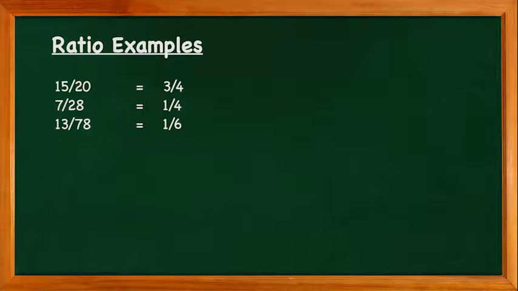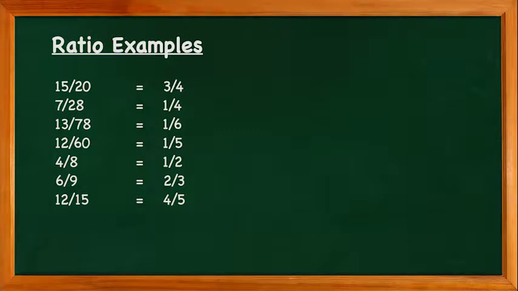13/78 is 1/6. 12/60 is 1/5. 4/8 is 1/2. 6/9 is 2/3. 12/15 would be 4/5. And 132/144 would be 11/12.